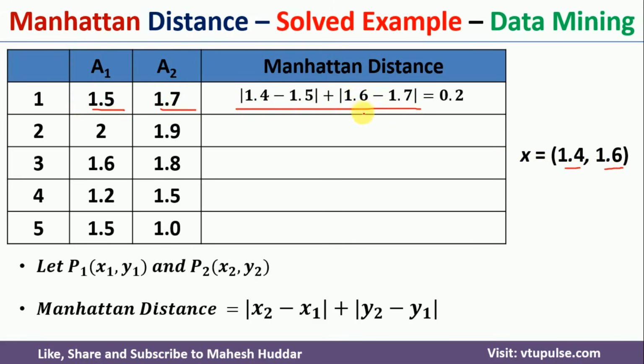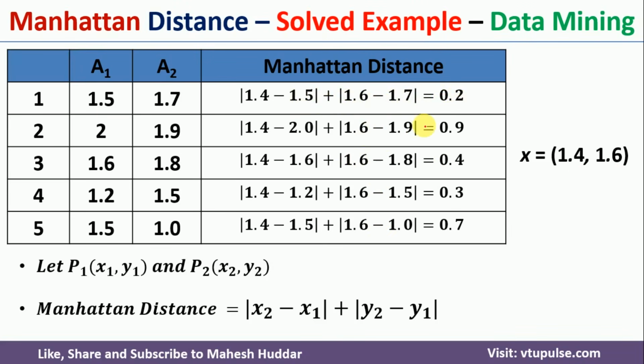Now if you solve this equation, 1.4 minus 1.5 is minus 0.1. The absolute value is plus 0.1. Similarly, 1.6 minus 1.7 is minus 0.1. Again, if you take the absolute value, it will become plus 0.1. If I add them, I will get 0.2. Similarly, you need to find the different measures, that is the distance between the new data point and points 2, 3, 4 and 5.